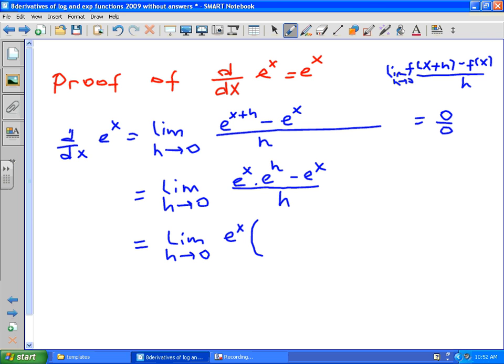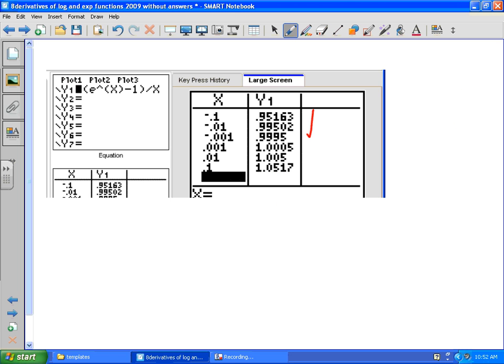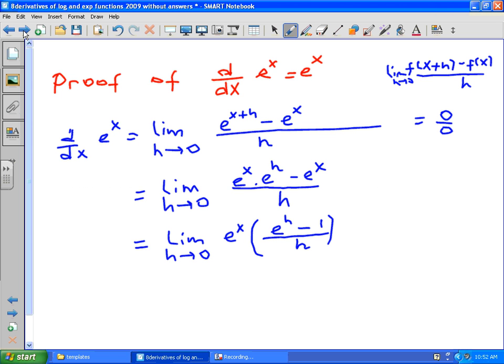So now you see why we worked on that limit a minute ago. e to the h. What is left from the second term if I factor out an e to the x? 1. Everything divided by h. Now, what do we know about that limit once again? Yeah, we saw that it approaches 1. That limit of e to the h minus 1 over h as h goes to 0, that goes to 1.